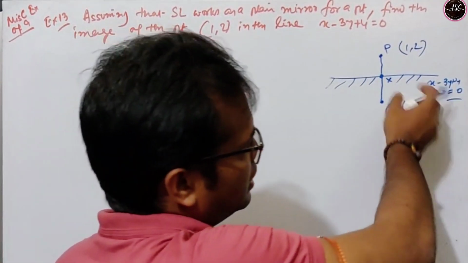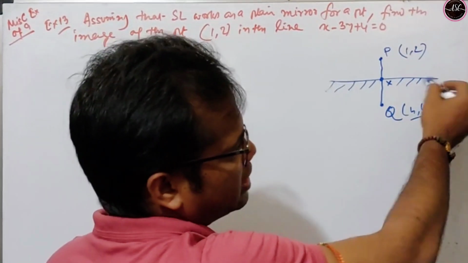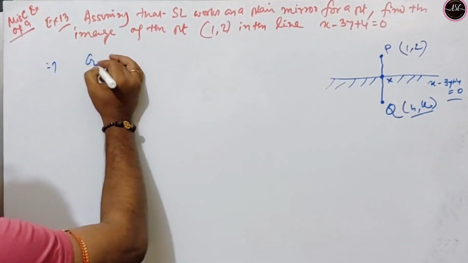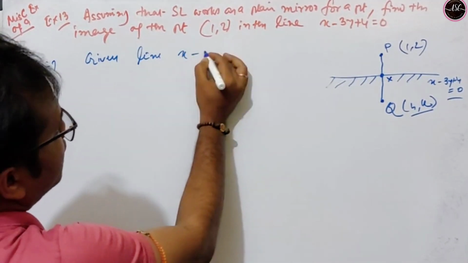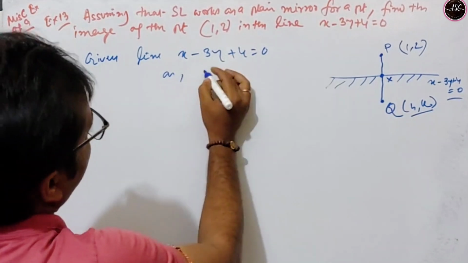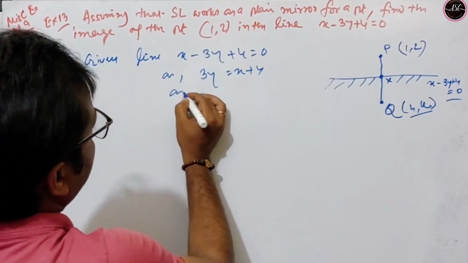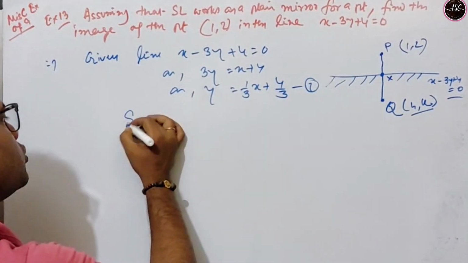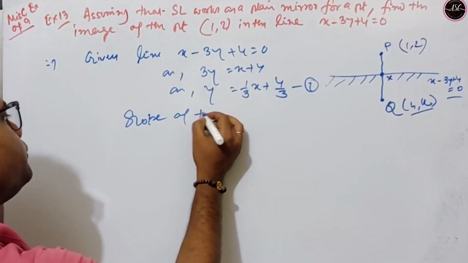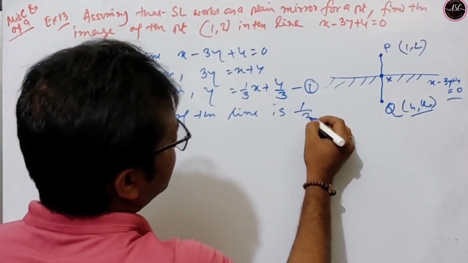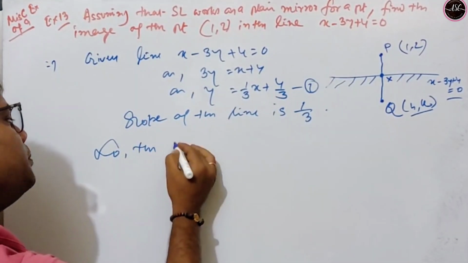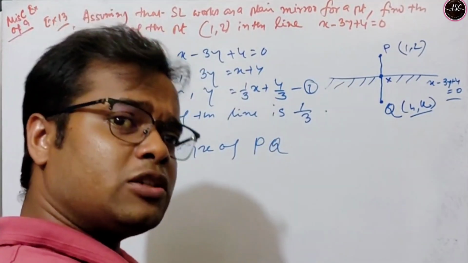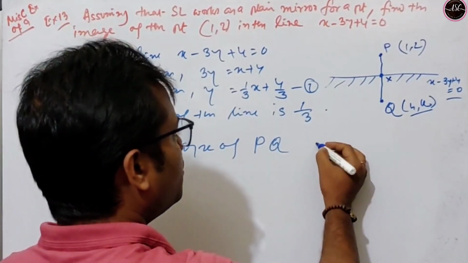If we consider this, PQ is perpendicular to the mirror line. So the given line is x minus 3y plus 4 equal to 0. From here we can write 3y equal to x plus 4, or y equal to 1/3 x plus 4/3. This is equation 1. So the slope of this line is 1/3. As PQ is perpendicular, the multiplication of their slopes is minus 1, so the slope of PQ equals minus 3.